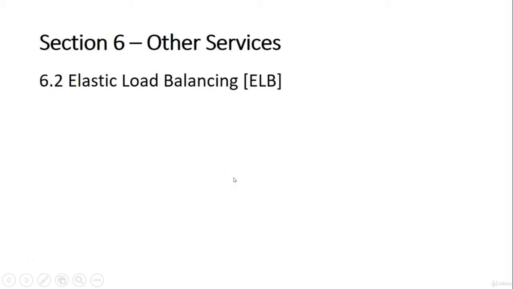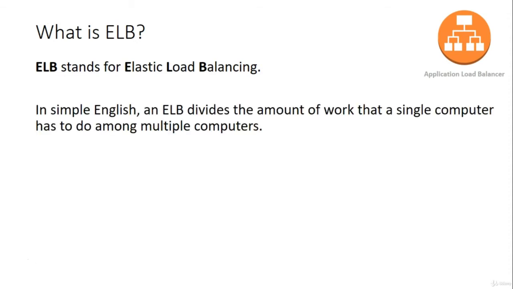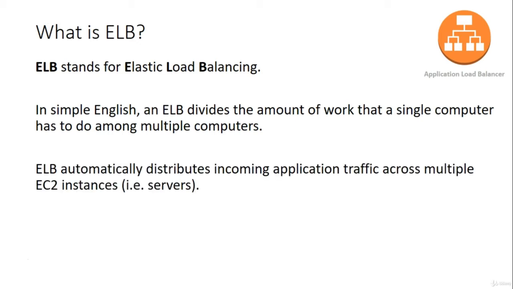Hello and welcome to the second lecture of section 6, Elastic Load Balancing, ELB. What is ELB? ELB stands for Elastic Load Balancing. In simple English, an ELB divides the amount of work that a single computer has to do among multiple computers. ELB automatically distributes incoming application traffic across multiple EC2 instances or servers.